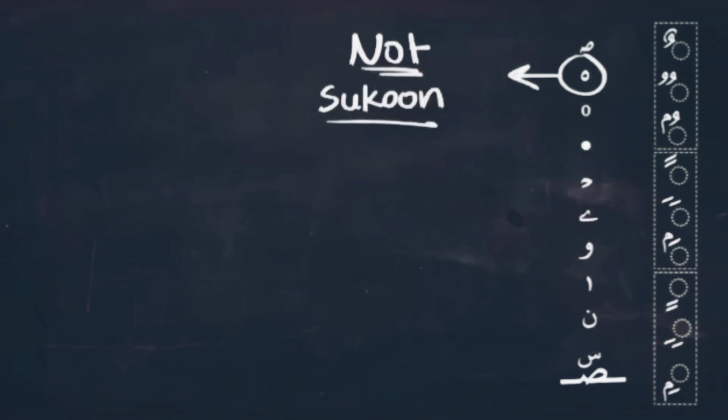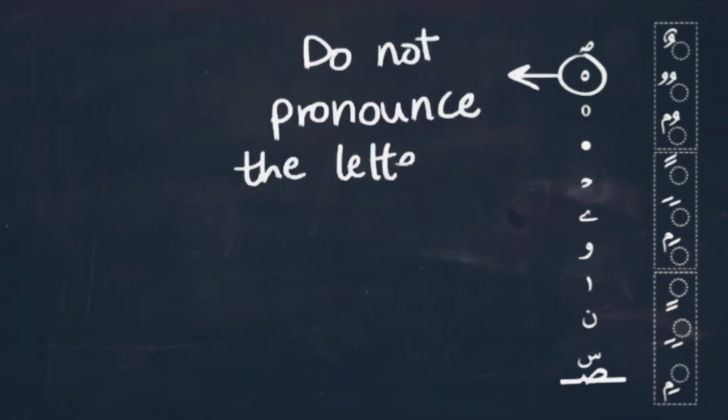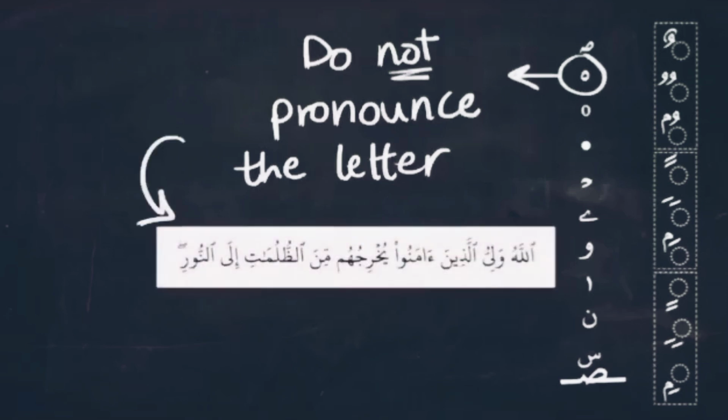Next is the sign that looks like sukoon. However, it is not a sukoon. Normally in Arabic texts, this sign would mean sukoon. In Qur'an, however, it means that you will not pronounce the letter at all. For example, الله ولي الذين آمنوا يخرجهم. Now, as you can see, there is an alif, and above the alif is this sign. It looks like a circle, and it means that the alif is not pronounced. So we say آمنوا, not آمنوا.